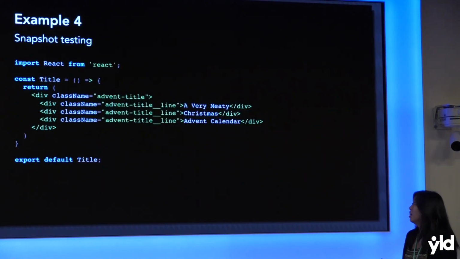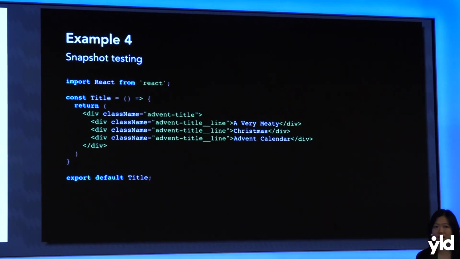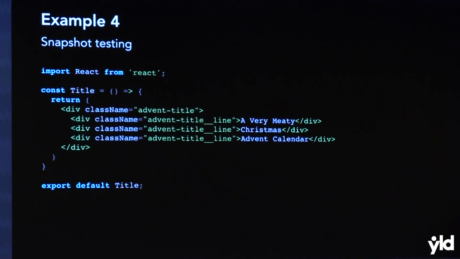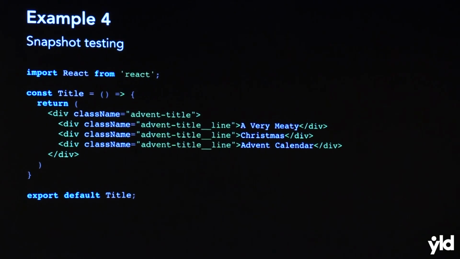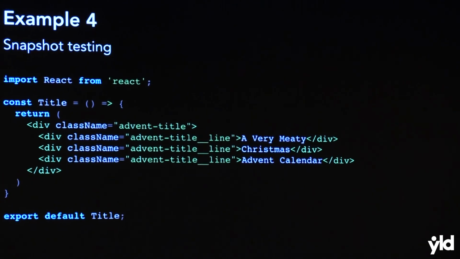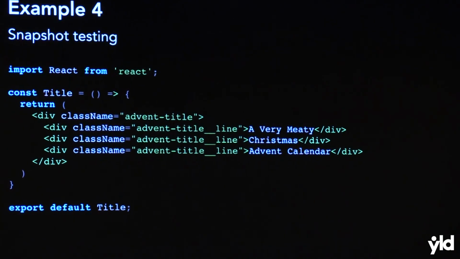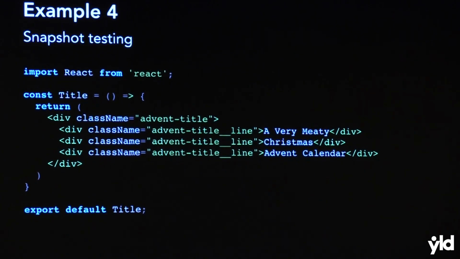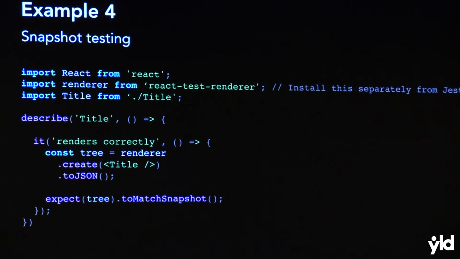So how do you do that? Okay, so this is the component. And why is snapshot testing so powerful? Maybe I will show you the example and then I'll come back to that. So how do you write your first snapshot test? And what does a snapshot mean? If this is my component, the title component, this is my snapshot test.